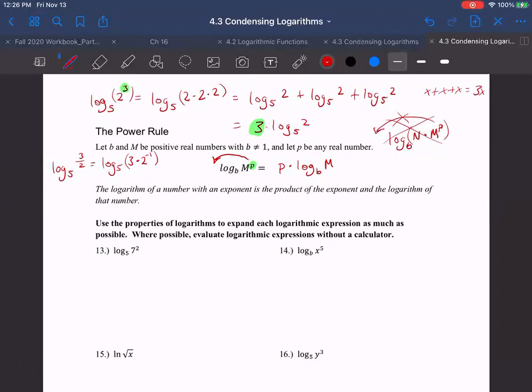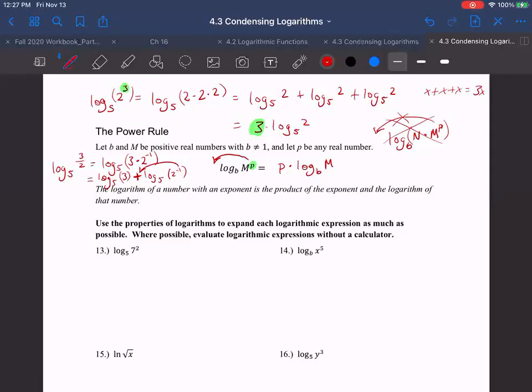And then I can apply that product rule, log base 5 of 3 plus log base 5 of 2 to the negative 1. And then as soon as I use my power rule, I'm going to bring that negative 1 out front and it'll change that to a minus. And so it would end up being the log base 5 of 3 minus the log base 5 of 2. So really you just need this rule and the very first one.